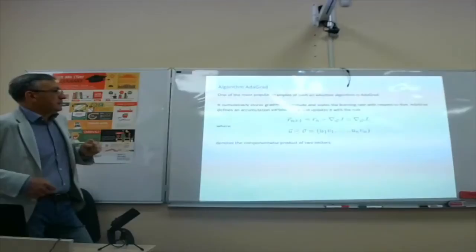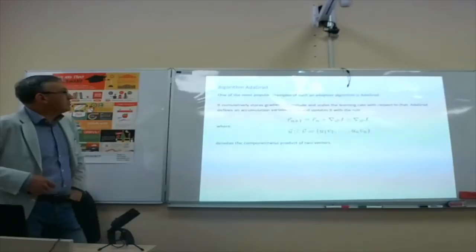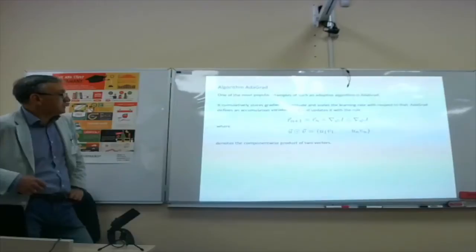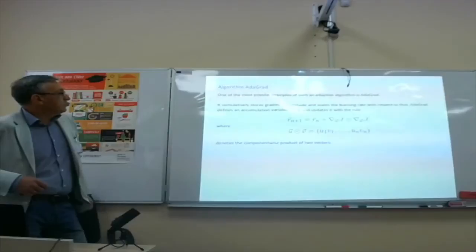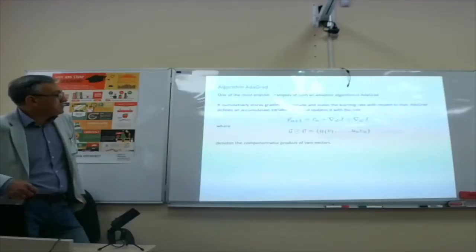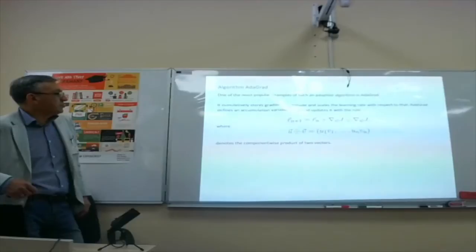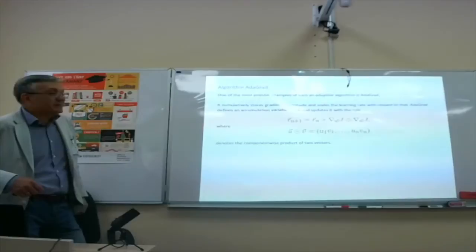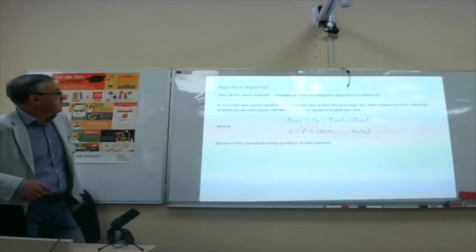And this scaling is a result of calculating. AdaGrad defines an accumulation variable r, initialized at zero, a special accumulation variable, and updates it with the rule. We have a recurrent formula, and step by step we change this accumulation variable using the component-wise product of two gradients of the loss function. What is a component-wise product? This is a product of two vectors: the first coordinate by the first, the second by the second, and so on. And using this operation, we have a new updated value of this vector of accumulation variables.